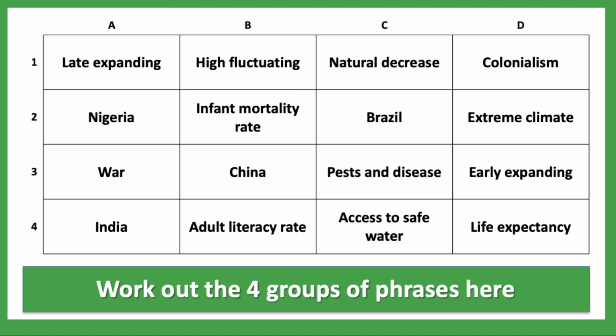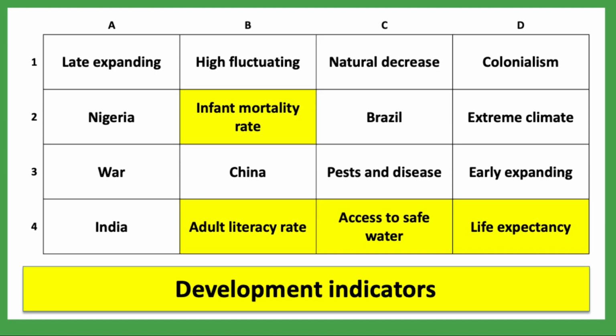So we're going to start off by asking you to find the 4 that you think are development indicators. So pause the video, look for the 4 development indicators. When you're happy you've got them, then unpause the video and we will double check. Okay, if you haven't paused the video already, please do so. We are just about to reveal your 4 development indicators. They are infant mortality rate, adult literacy rate, access to safe water, and life expectancy.